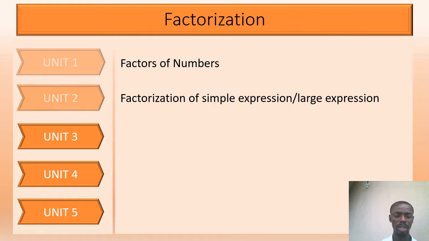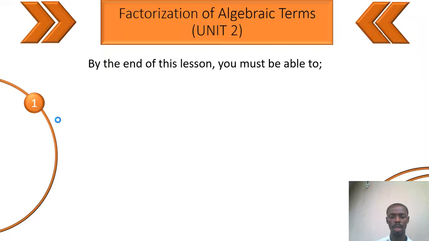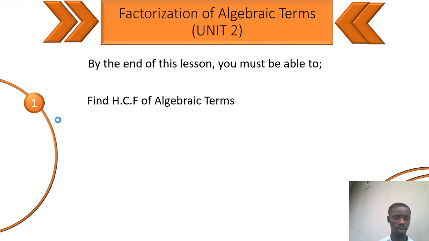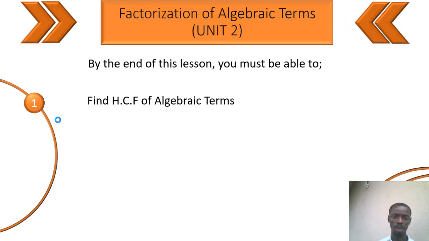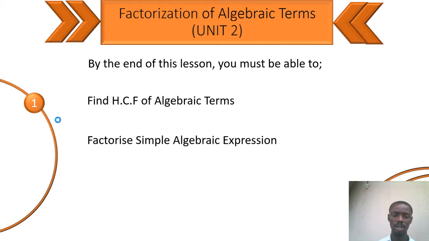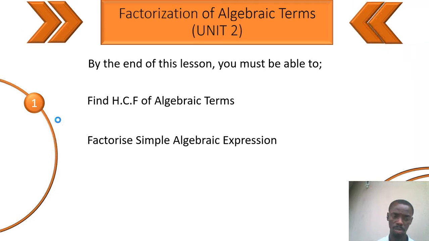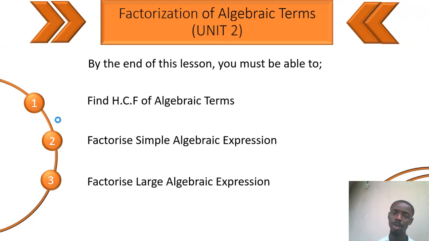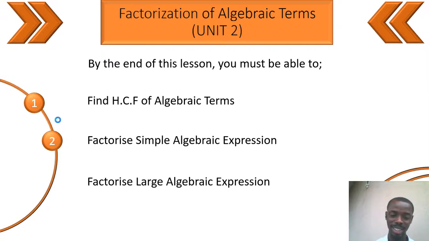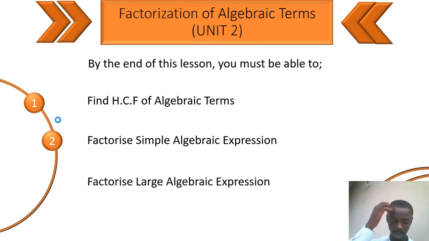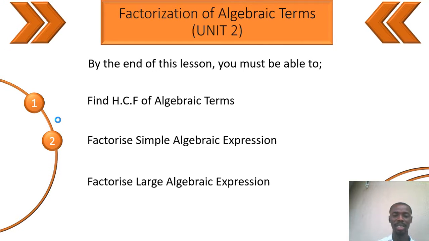So in this unit 2, these are our set out objectives. By the end of it, you should be able to find the HCF of algebraic terms, and you should be able to factorize simple algebraic expressions. Thirdly, you should be able to factorize large algebraic expressions. So what makes it simple you will know, and what makes it large you will surely know by the end of this lesson.